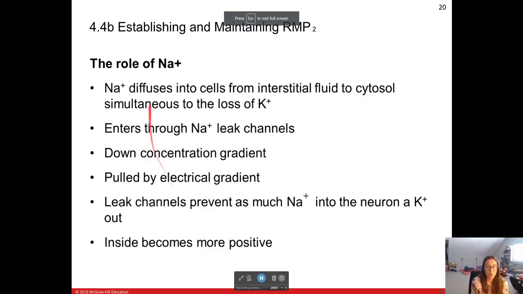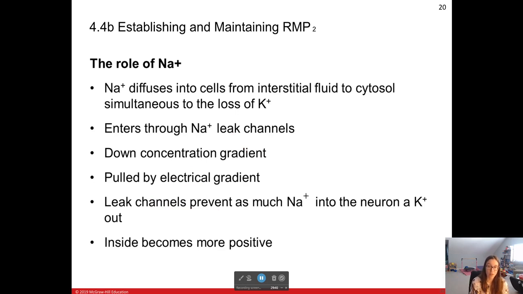All right, so once again, sodium is going to diffuse into the cell from the interstitial fluid, the outside, to the cytosol, the inside, at the same time as the potassium's leaving. It's going to enter through those sodium leak channels, but remember, there aren't as many of them. It is being pulled both by its concentration gradient and the electrical gradient. There's a lot of sodium wanting to go in, but there aren't as many leak channels, so we don't have as much sodium entering in. And we're losing more potassium.